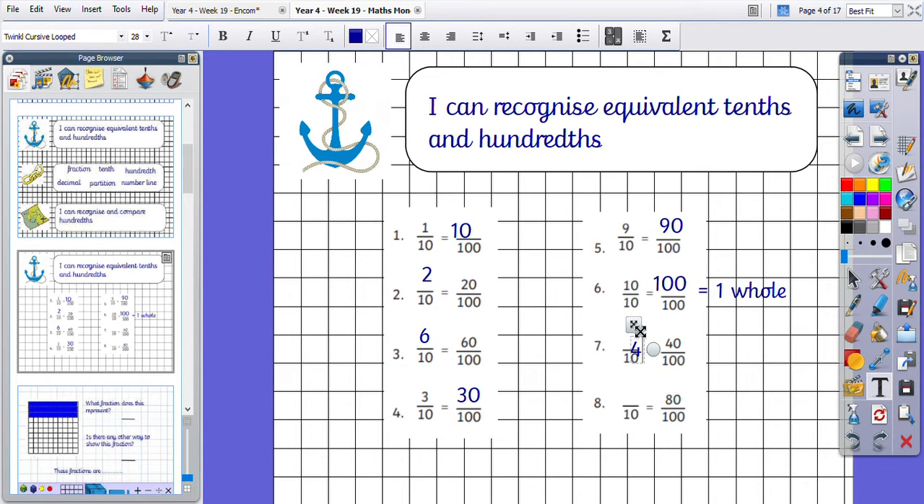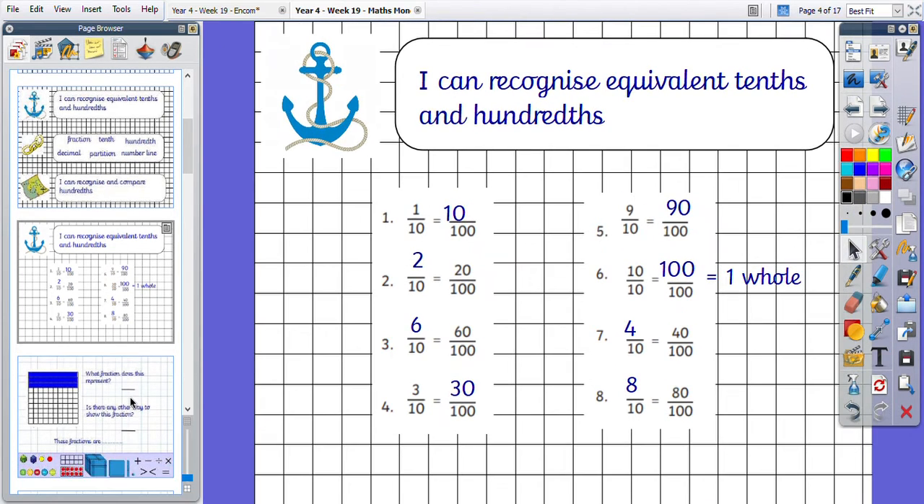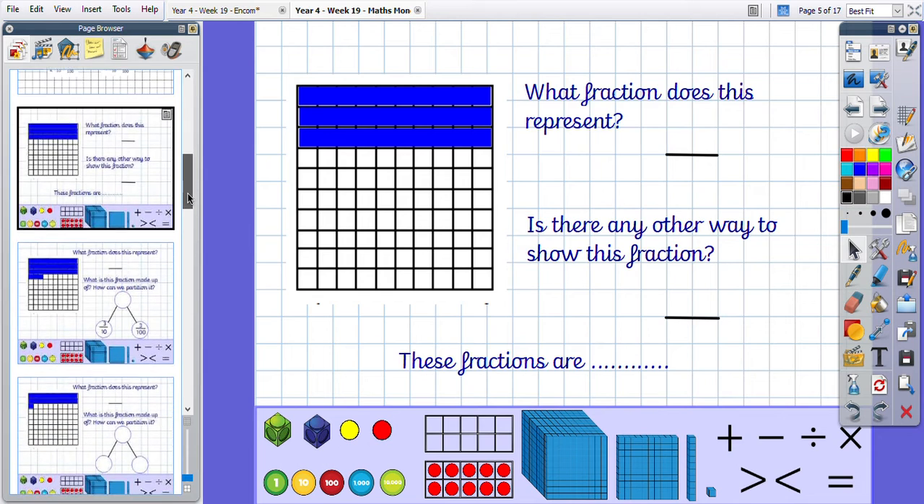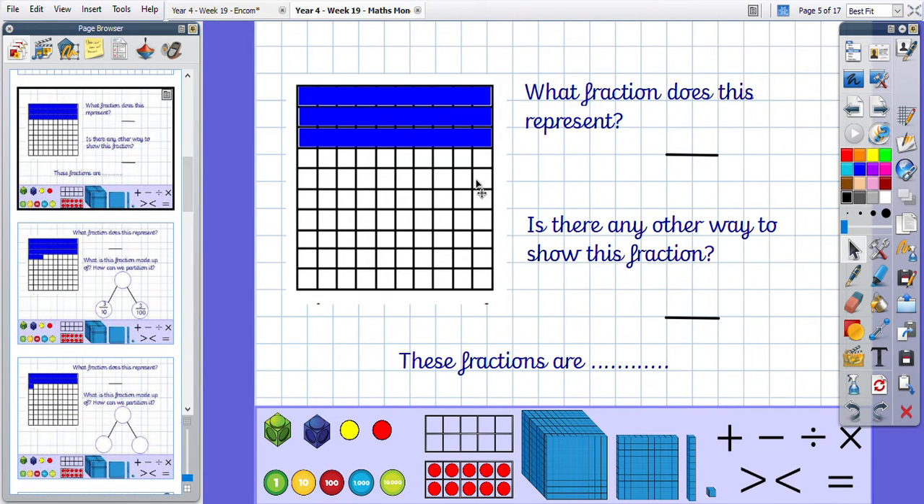40 100ths is 4/10, and 80 100ths is 8/10. So if you've got those all correct, well done. Okay then, so moving into our lesson, have a look at these Deans and what fraction do you think this represents? And also, is there any other way to show that fraction? So does it show any other fraction?